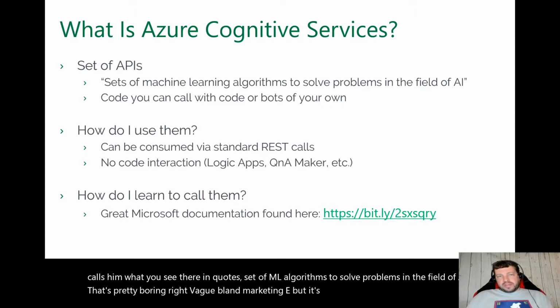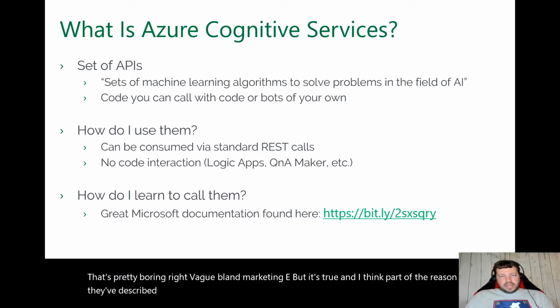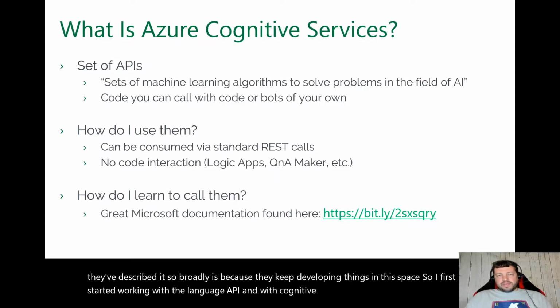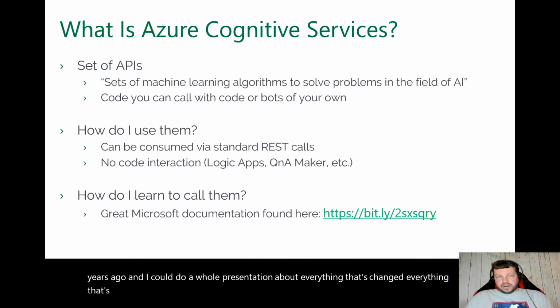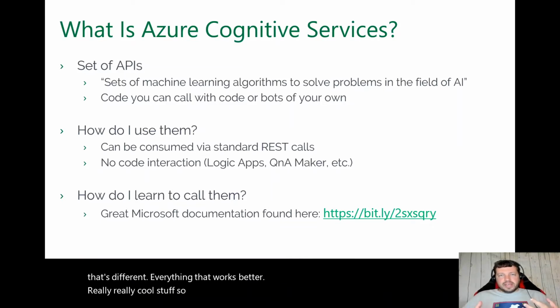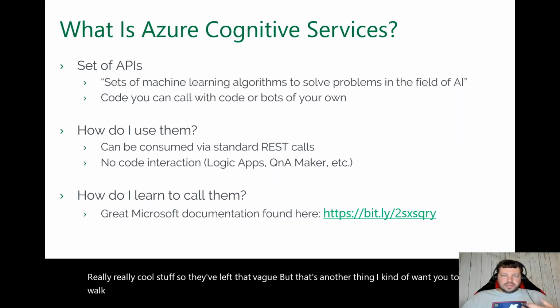And I think part of the reason they've described it so broadly is because they keep developing things in this space. I first started working with the language API and with cognitive services overall almost exactly 3 years ago. And I could do a whole presentation about everything that's changed, everything that's different, everything that works better. It's really, really cool stuff. So they've left that vague, but I also want you to walk away from this session realizing they've left it vague because they keep changing things.